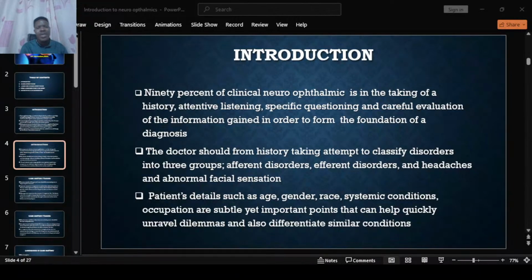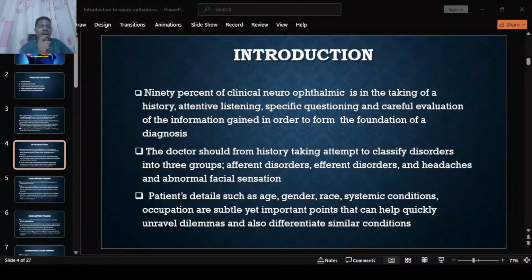When we look at afferent disorders, we are trying to look at pathologies affecting the pathway from the organ, which is the eyes, to the brain. So afferent is from the eye, from the organ, to the brain. That is where the visual pathway will come in. We want to look at whether there are lesions in the pathway. It could be the retina, the optic nerve, the tract, the chiasm, whatever it is. It could be any of these.